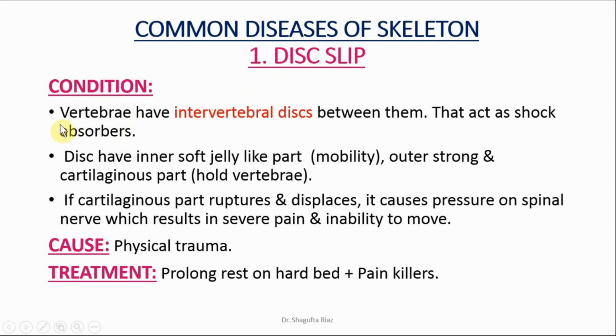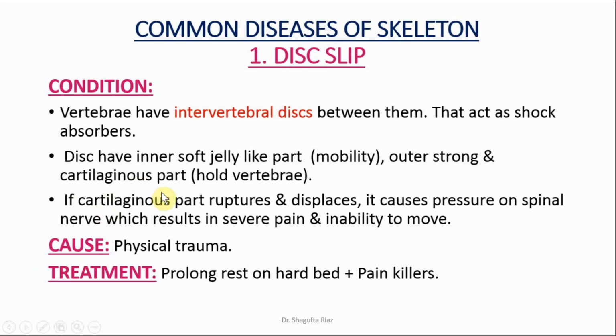What is disc? Our vertebrae present in vertebral column have intervertebral discs between them, which act as shock absorbers. When we walk, run or jump, these discs bear the shock and help the vertebrae to move easily. Discs present in the vertebrae have two parts: the inner soft jelly-like part, which helps in the mobility or movement, and the outer strong and cartilaginous part, which holds the vertebrae together.